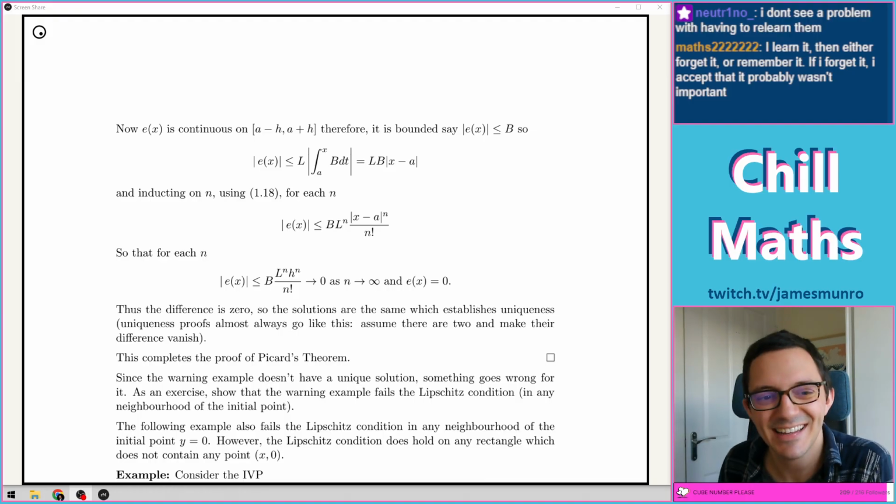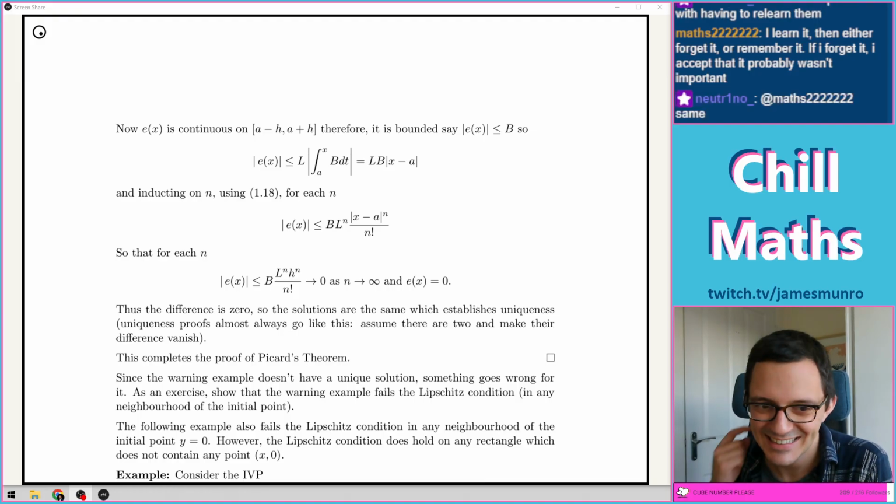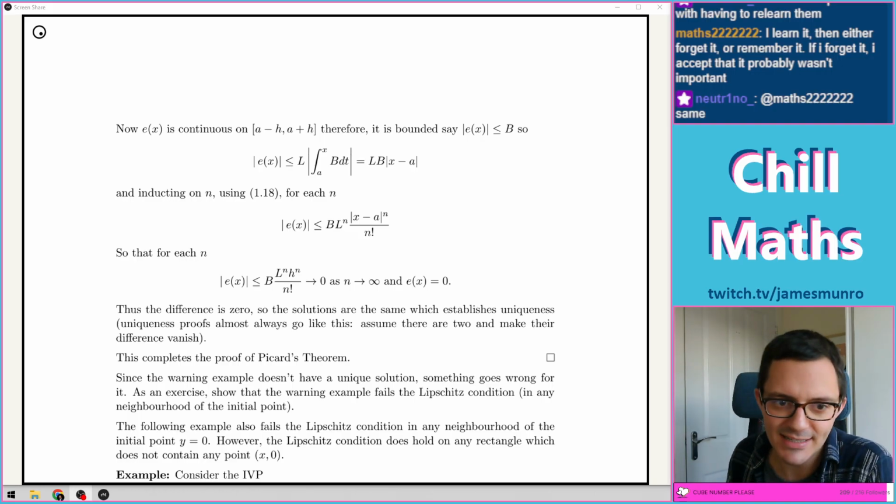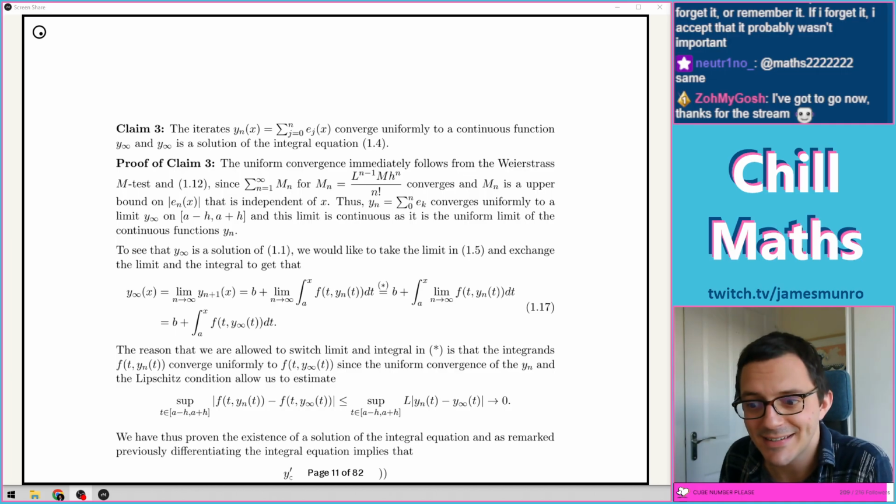If you forgot about it, it probably wasn't important. That's problem don't. And I like Neutrino's point about there isn't a problem with relearning things. I guess that's what I'm doing. I knew some of this at one point, I think. Started to think maybe I didn't know this at any point, which is different. See you, Zoe.